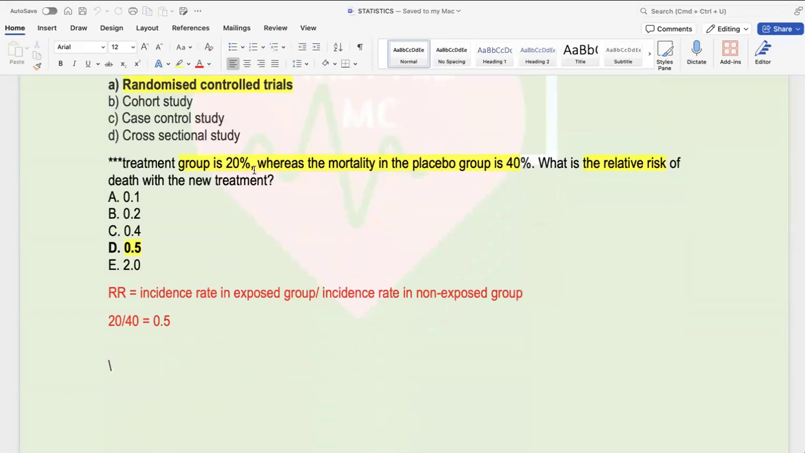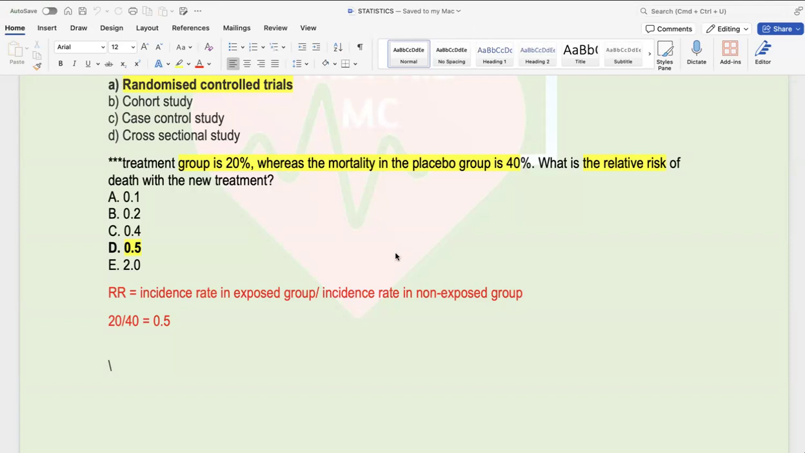Treatment group has a mortality of 20% and mortality in the placebo group is 40%. What is the relative risk of death with the new treatment? So the full question is, a new treatment has been added for a disease. The new treatment group mortality rate is 20%, whereas the people who are not getting the new treatment have a mortality rate of 40%. They're asking what is the relative risk of death with the new treatment.